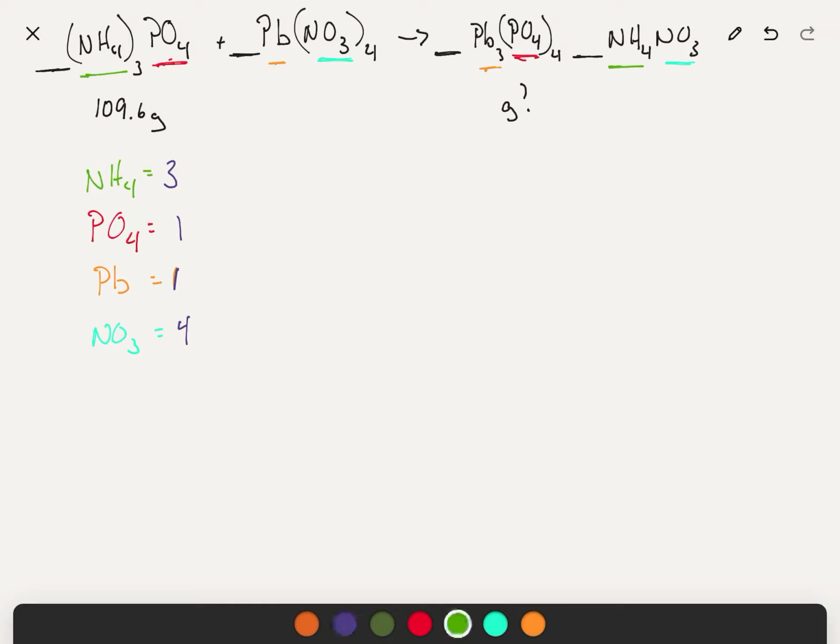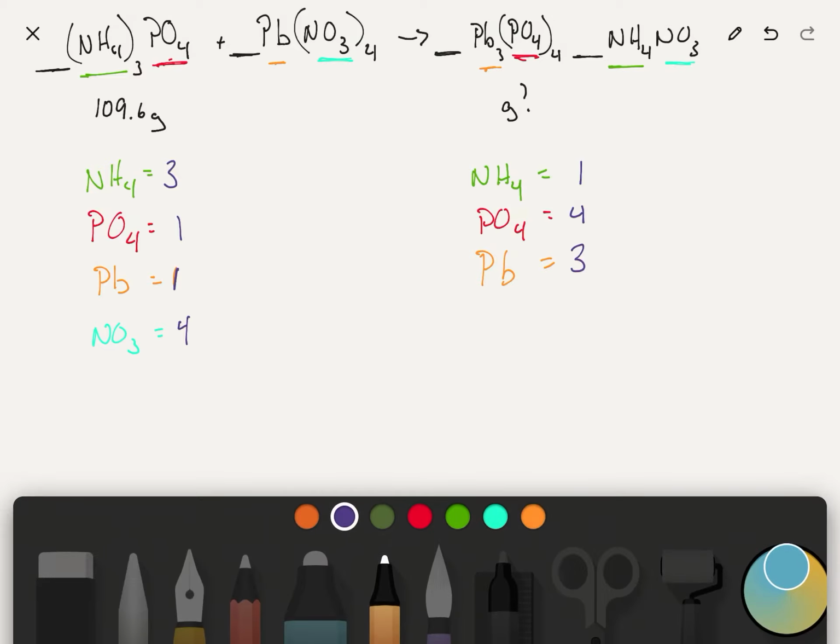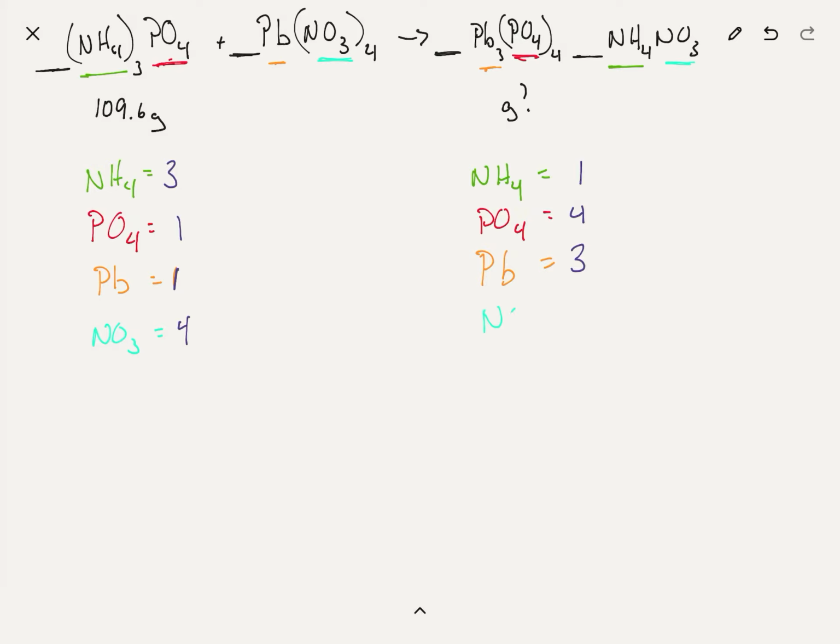Let's go list them in the same order on the other side. NH4, we have 1. PO4, we have 4. And then lead, we have 3. And nitrate, we have 1.